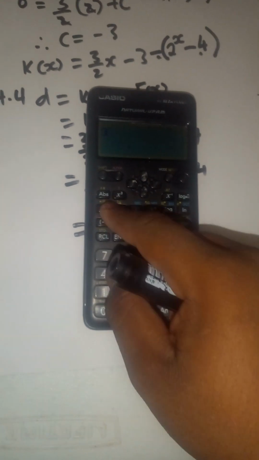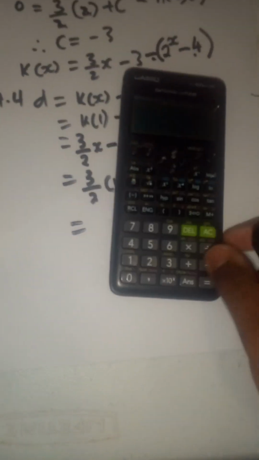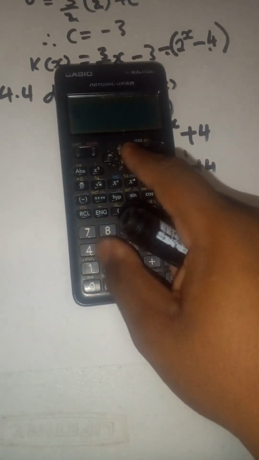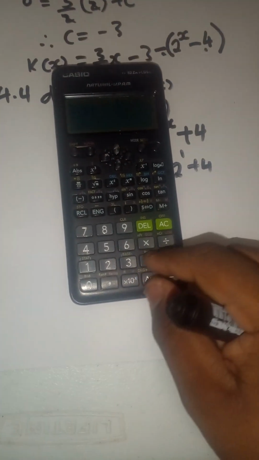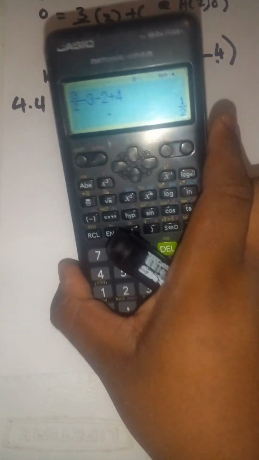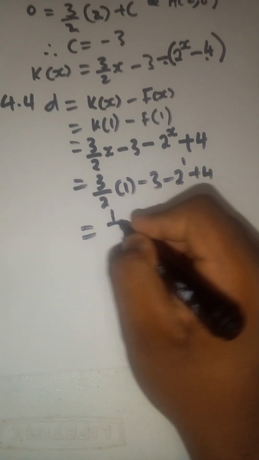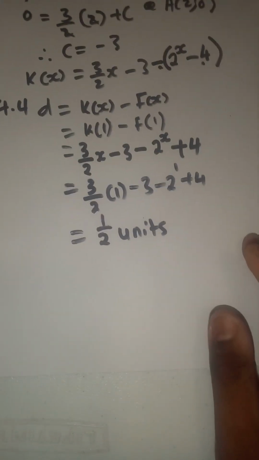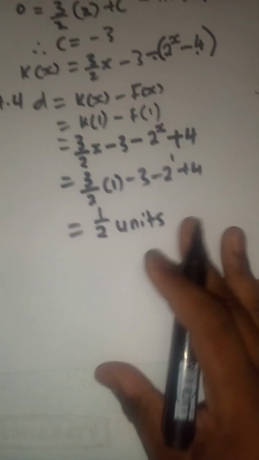We'll use a calculator. 3 over 2 times 1 minus 3 minus 2 plus 4. It gives me half. So it basically means the distance is 1 over 2 units. Is it fine, guys? This is how you check those questions. That is the most important thing.